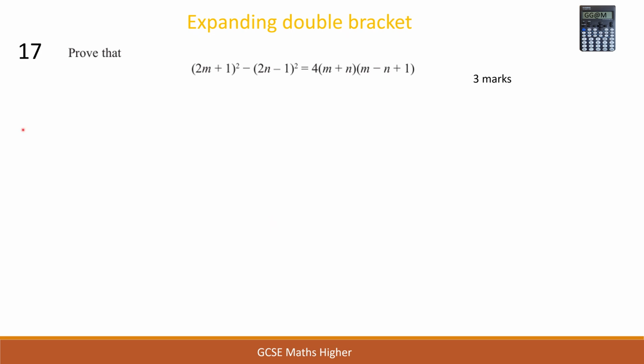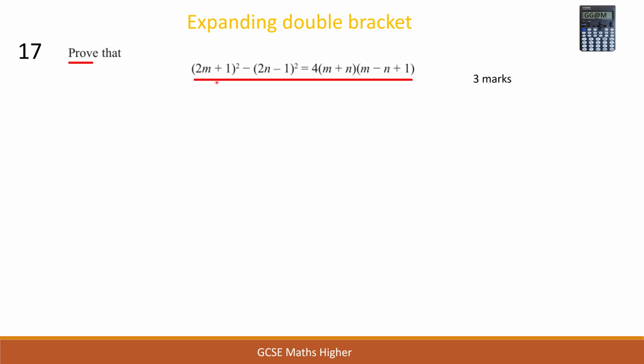Here we've got a proof question to do with expanding a double bracket. So we've got 2 brackets here and you've got to prove. So basically, when you use the proof question, you've got to make what is on the left hand side equal to what is on the right hand side, and this will be worth 3 marks in the exam.